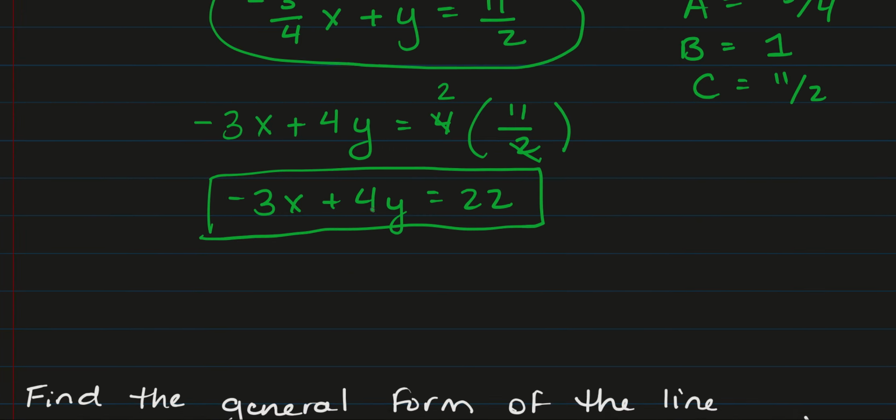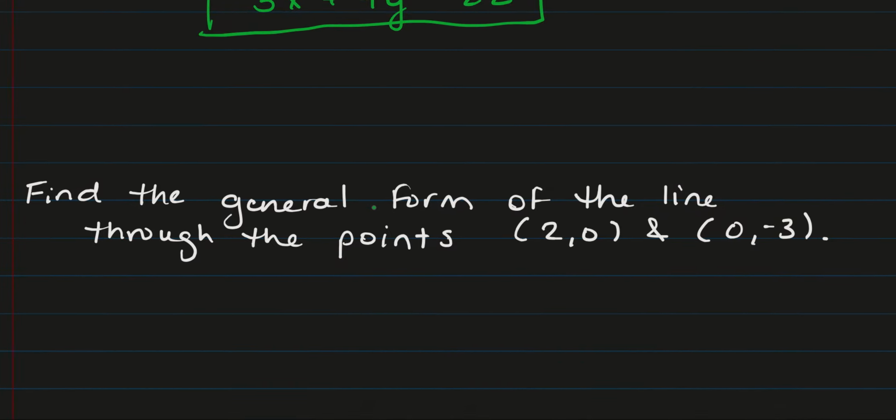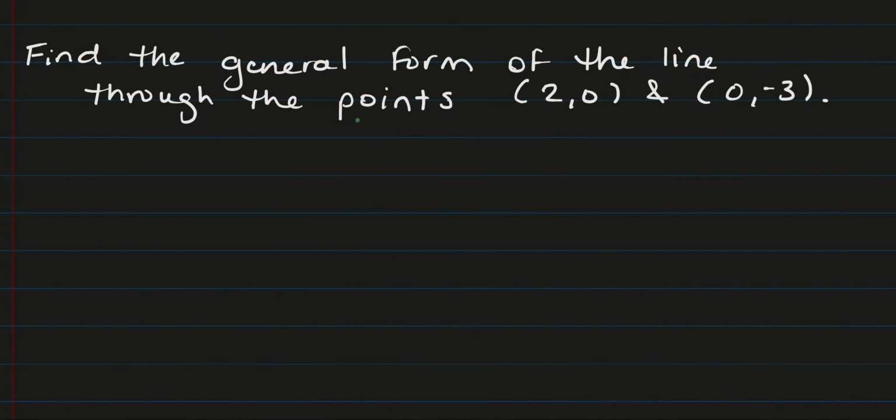Let's try another problem. Let's find the general form of the line that goes through these 2 points, (2, 0) and (0, -3). First off, notice something about these points. They're intercepts. This is an x-intercept, and this is a y-intercept.